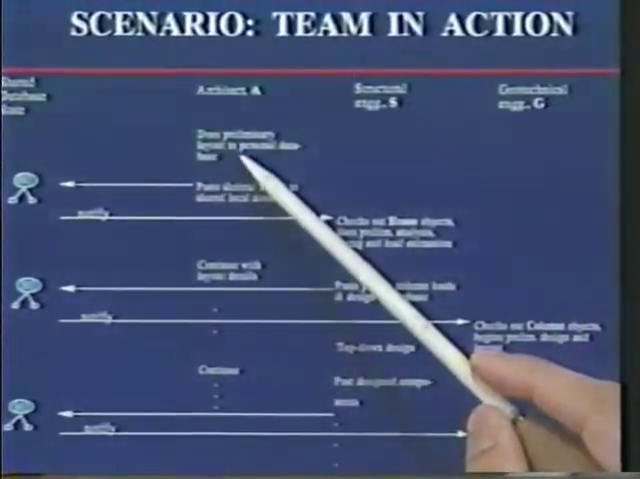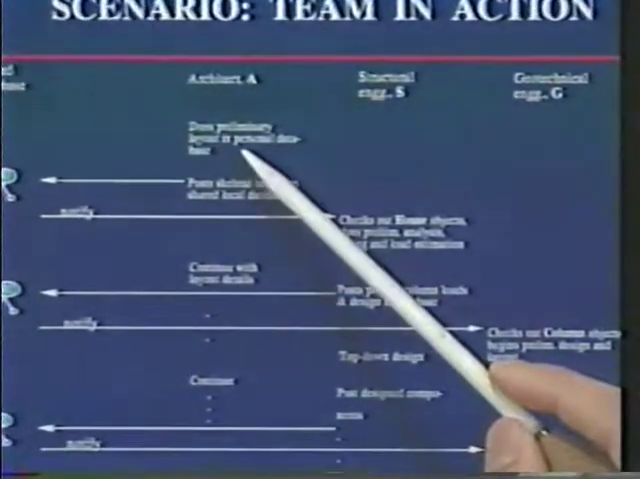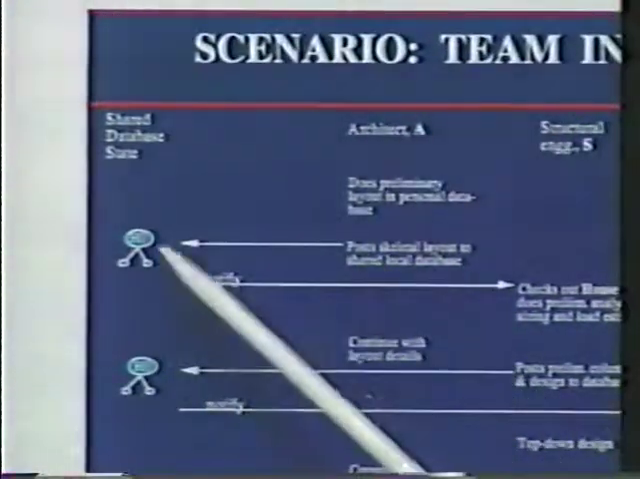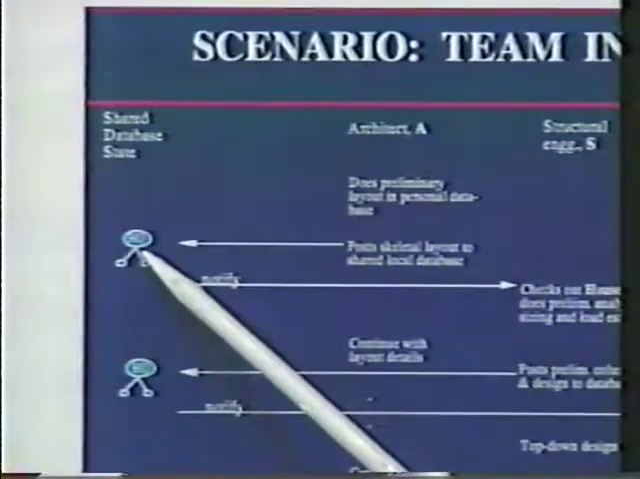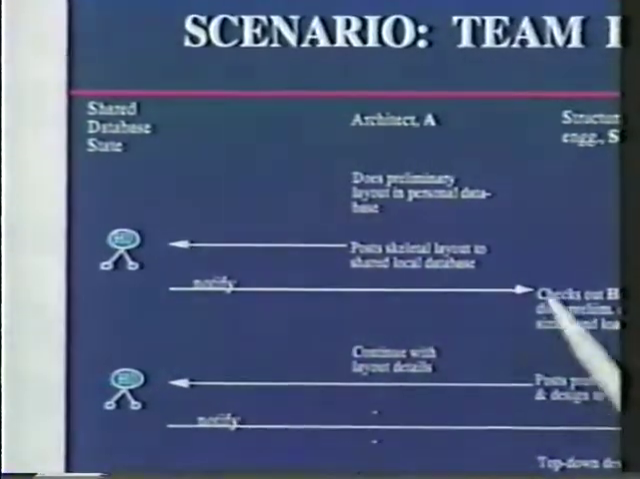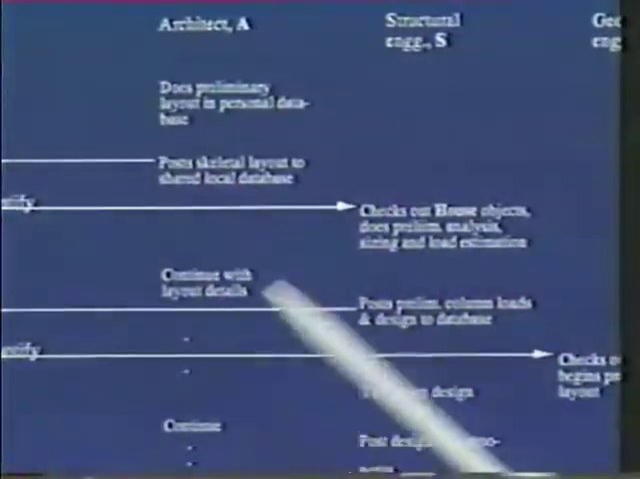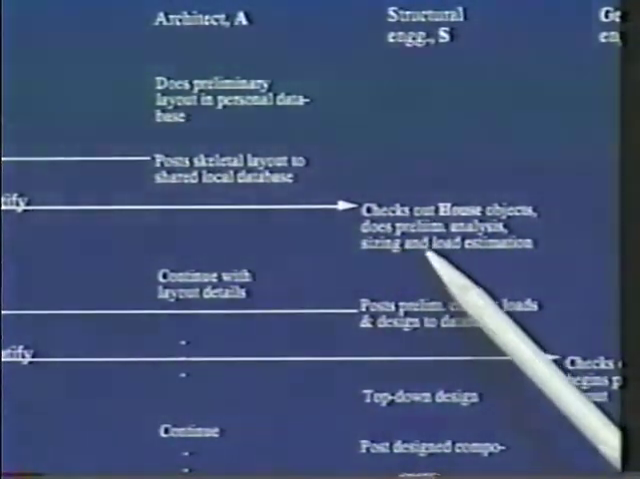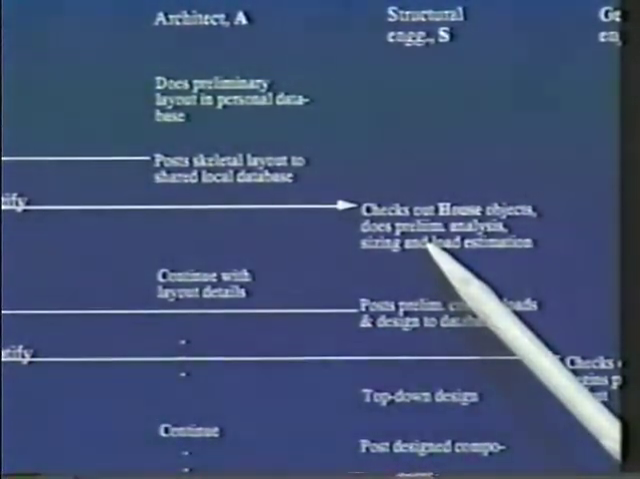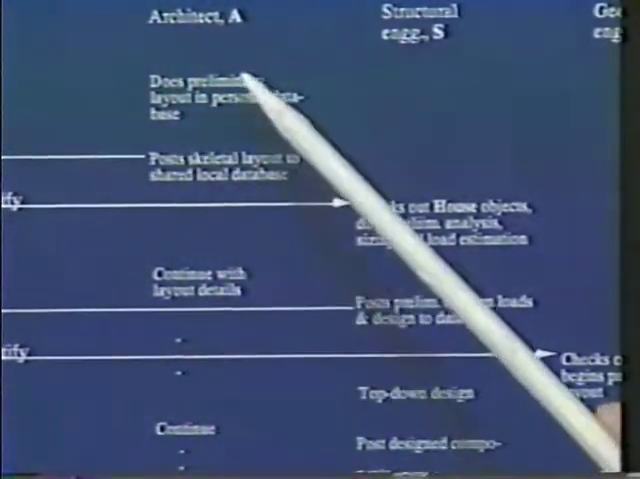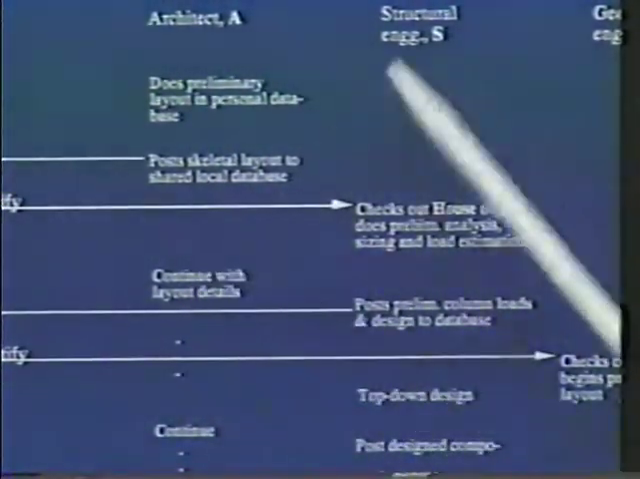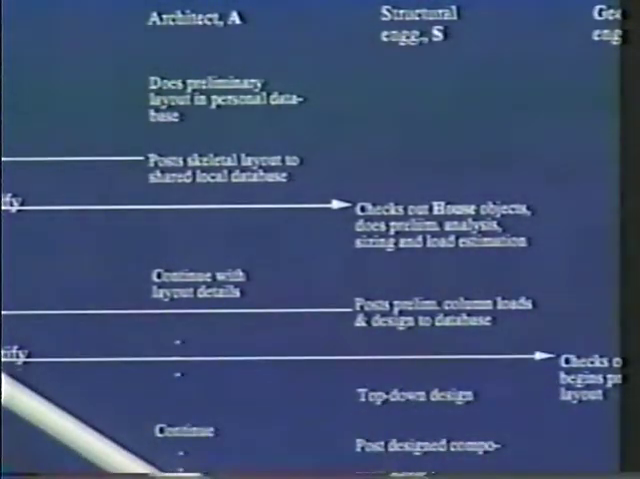The architect does the preliminary layout in his or her own personal database, and then posts it into the shared database. Once the architect posts it into the shared database, the structural engineer is immediately notified that there is something for the structural engineer. So, the structural engineer checks out the house objects and does some preliminary analysis and design, and while the structural engineer is doing this, the architect at the same time is continuing with the details of his or her layout design.